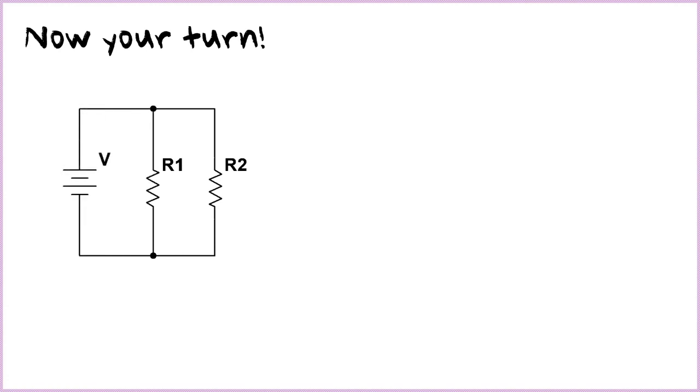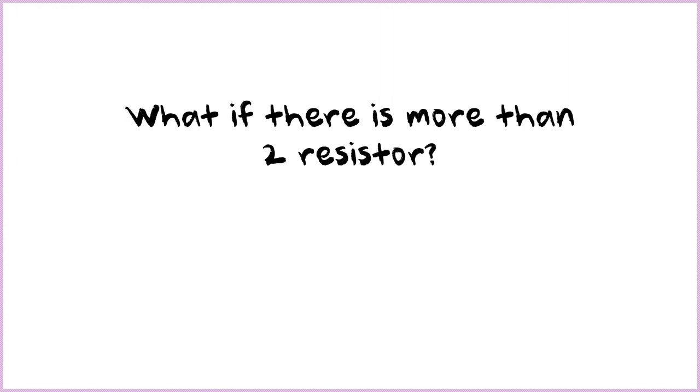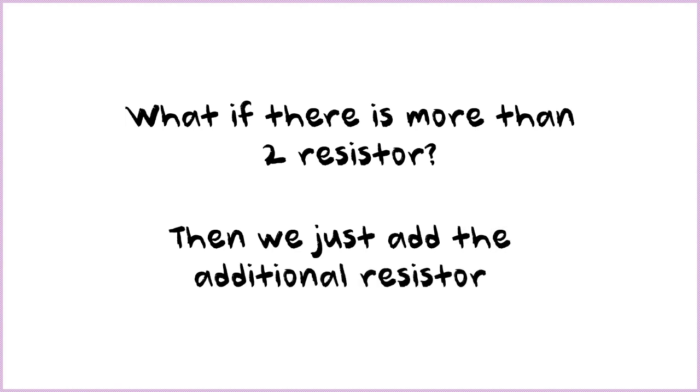So now it's your turn to solve a parallel circuit. So we have a voltage now of 12 volts, a resistor R1 of 4 ohms, and resistor R2 of 2 ohms. So you can pause the video and try solving on a separate sheet of paper. So what if there is more than 2 resistors? Then we just add the additional resistor.